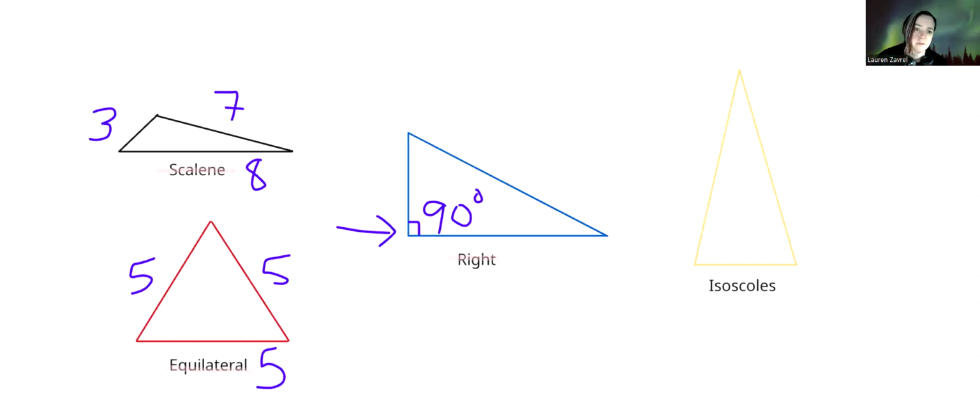And then last but not least, we have isosceles. Isosceles triangles are triangles that have two sides that are the same length. So we'll say that these are 10 feet tall on each side, but obviously that bottom side is a lot smaller. We'll say that guy is just 4 feet wide or whatever. So if you have two sides that are the same length and one that's different, that's an isosceles triangle.